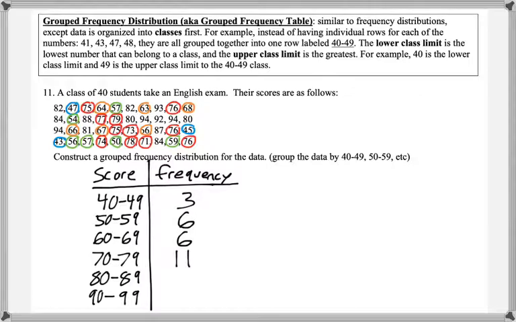70 to 79, there are 11 of those. 80 to 89, we have a frequency of 9. And then finally the 90s, there are 5 of them.